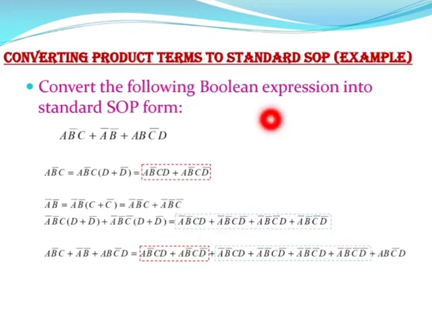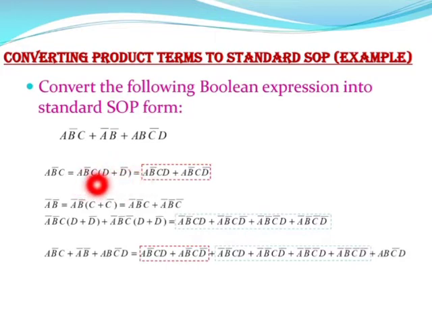Let us do one example. Convert the following Boolean expression into standard SOP: AB̄C + ĀB̄ + ABCD. Here it's a 4 variable expression, so it should contain A, B, C and D in all the terms. But here variable D is missing, and here both C and D are missing. So consider this term, AB̄C, where D is missing. You should multiply this term with D + D̄. In effect, you are multiplying this term with 1, since D + D̄ is equal to 1, which does not change its value.